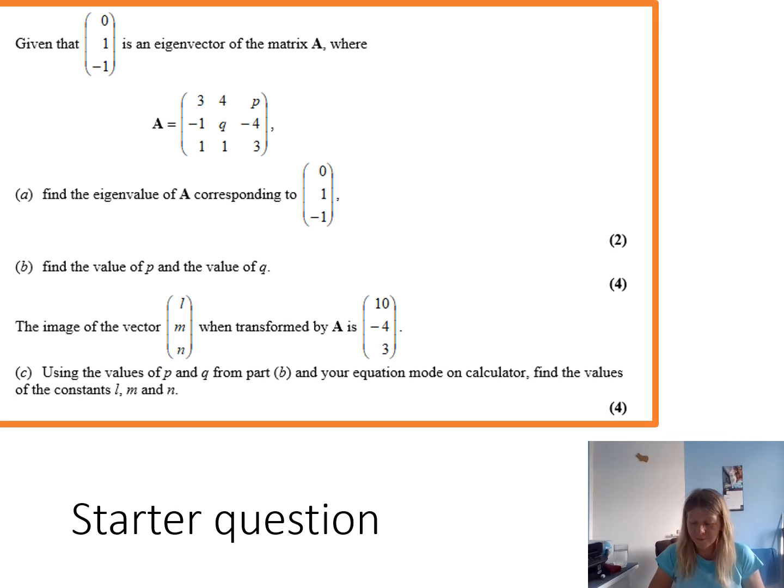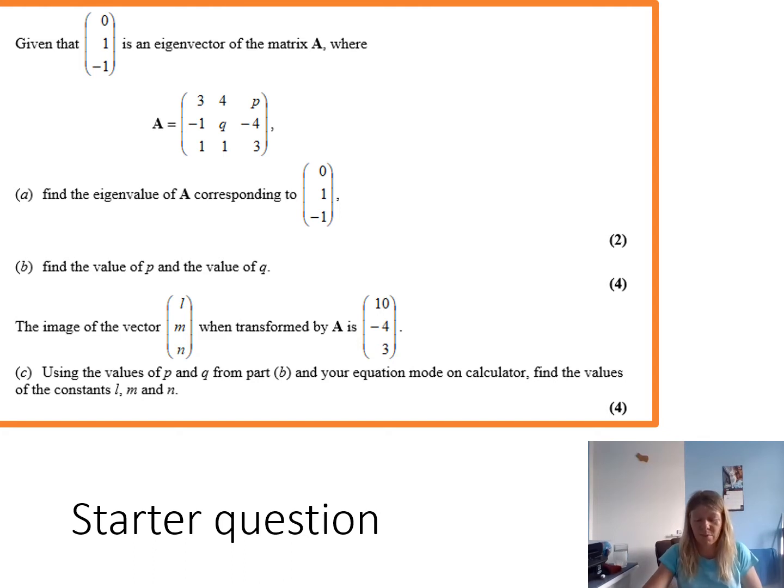Here is a little teaser or a starter question that goes over things that we talked about last lesson, the eigenvalues and the eigenvectors. There's not much different in today's lesson, just more practice of it. Well, let's have a look at this one. So you're going to pause in a minute and have a go, but if you need a few hints, it says given this thing is an eigenvector of the matrix A, find the eigenvalue of A corresponding to that thing.